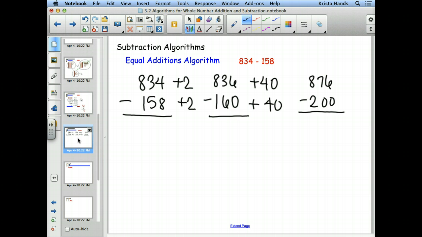Again, because I do not have to borrow, you could move from left to right or right to left at this point, couldn't you? What does this become? 676.